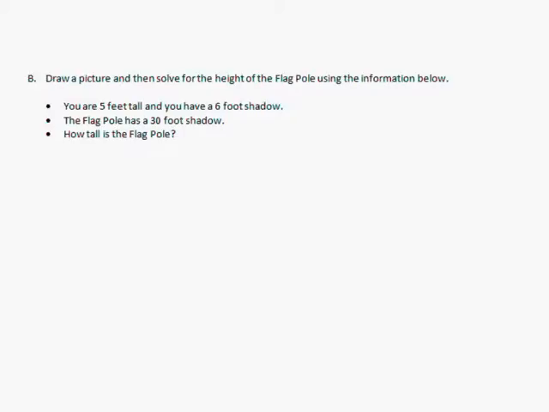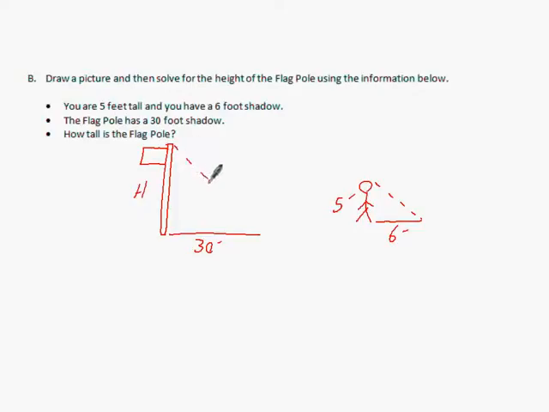You are 5 feet tall and you have a 6-foot shadow. Stick figures are good enough for me. 5 foot tall, 6-foot shadow. There's our triangle. The flagpole is h tall, and it has a 30-foot shadow. We have our two triangles. Make fractions. I have h over 30 equals 5 over 6.